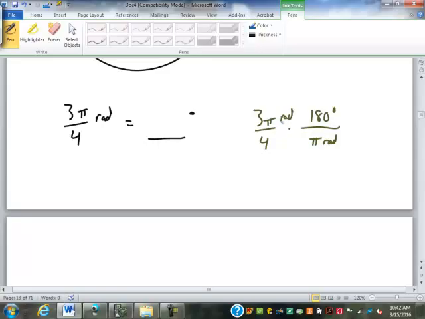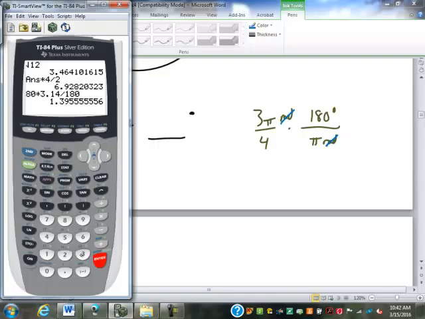So if you're really stuck on this one and the cross-canceling doesn't work for you, you can do 3 times pi times 180, then divide by the 4, then divide by the pi. It does give you 135 degrees, should come out. So you can just do that on the calculator if you don't like dealing with the cross-canceling. Any questions?